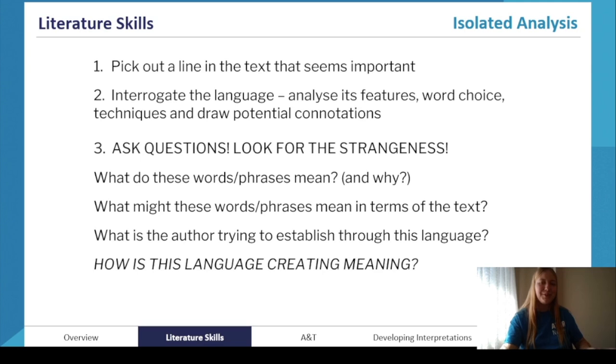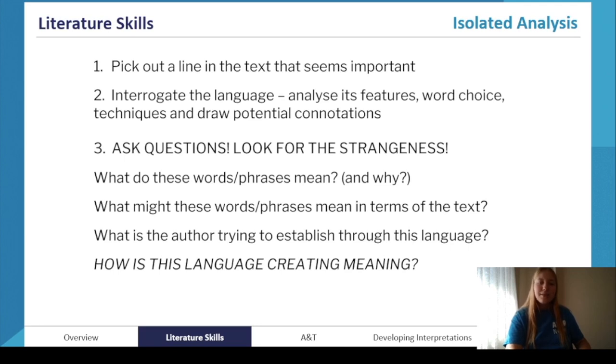So how to do isolated analysis in general? We'll go through the step-by-step process, guys. So we can pick out a line in the text that seems important, a line or a sentence. Then we would like to interrogate the language. So analyze all the features, word choice, techniques, draw any potential connotations. Essentially, in terms of metalanguage, consider what are all the things we can find in this sentence or line, how would we name them, what is their significance, what are the most relevant things I should talk about.